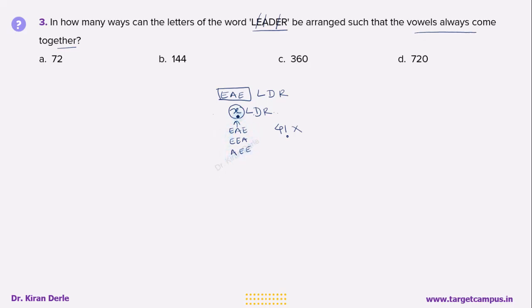So this X can further be arranged in 3 factorial, because there are 3 letters, but 2 of them are identical, so we'll divide it by 2 factorial, right? So this is your final answer. 4 factorial is 4 into 3 into 2 into 1, so it is 24, into 3 factorial is 6 upon 2, 2 ones are 2, 2 threes are 6, so 24 into 3, 72. That's it. I hope you understood this. Great.